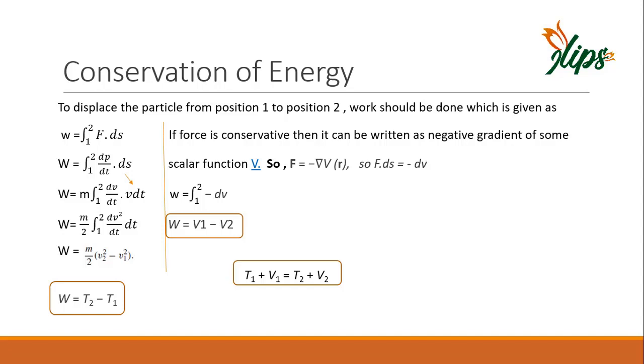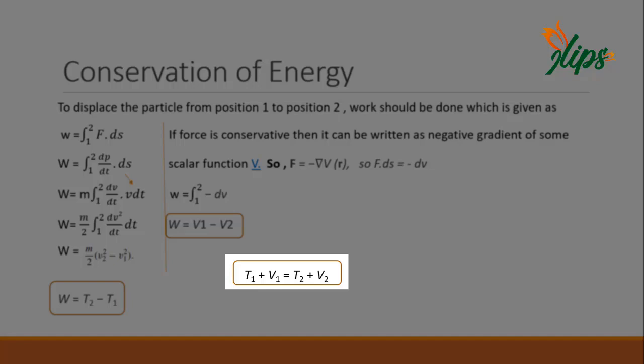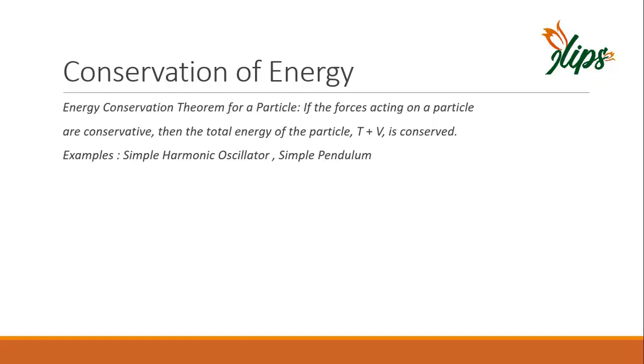So dV by dr into dr, and dr cancels with each other. So finally I get this equation. By integrating I can find V1 minus V2. So now W is equal to V1 minus V2, and W is also equal to T2 minus T1. These two expressions are equal, so I can equate them and finally I get this result. So now this is a mathematical expression for the conservation of energy.